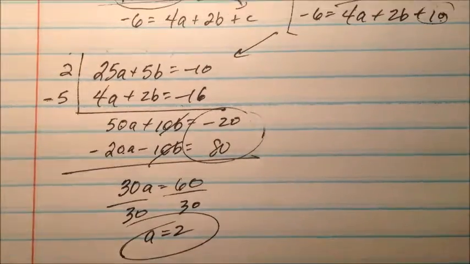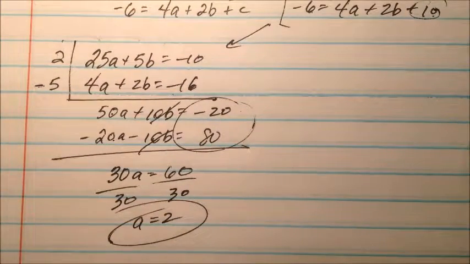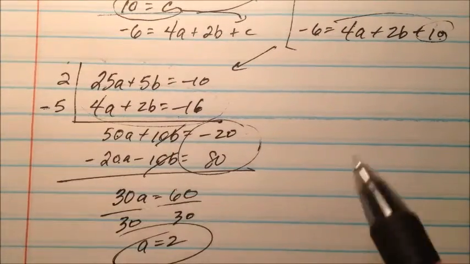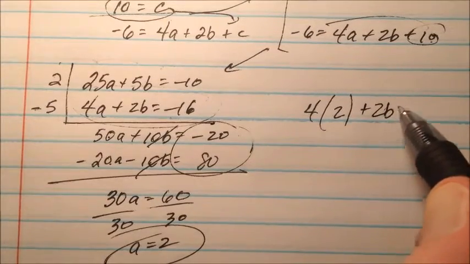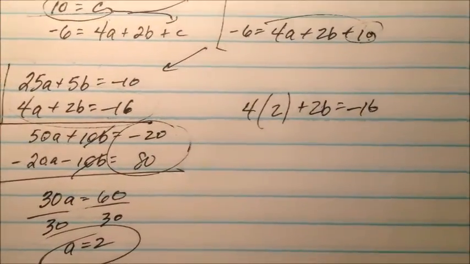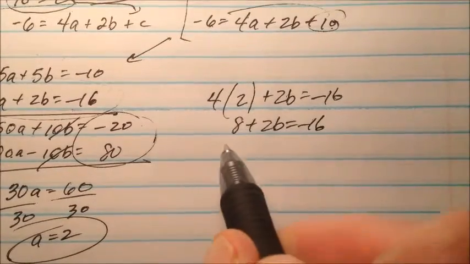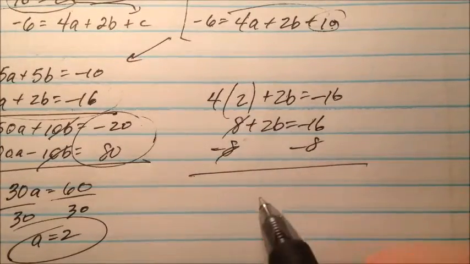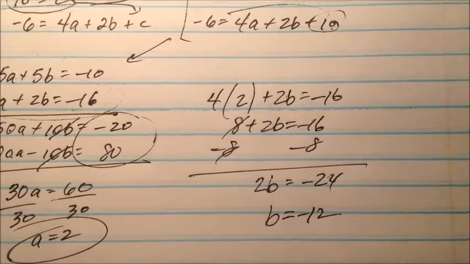So now I have my c value is 10 and my a value is 2. Now I just need to find the b value. So I could just plug it right back into this equation. So 4 times my a value, which is 2, plus 2b equals negative 16. So 8 plus 2b equals negative 16. We'll subtract 8 from both sides. So my 2b equals negative 24. So my b should equal negative 12.